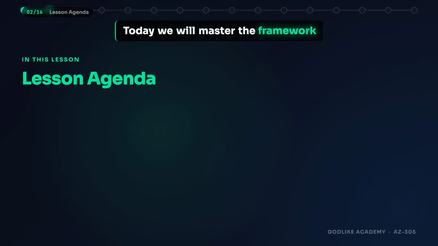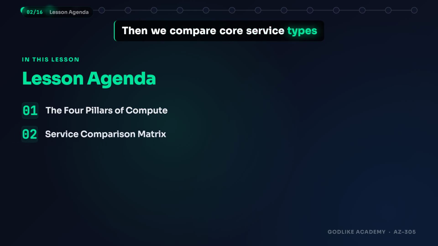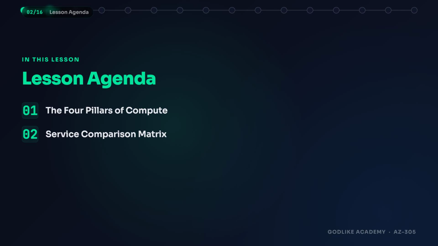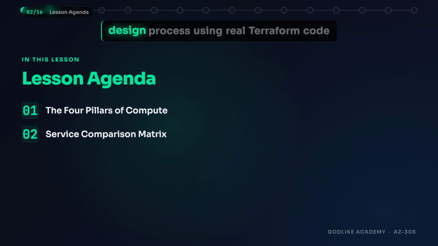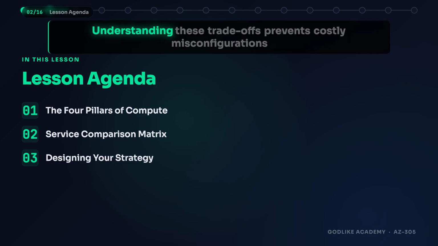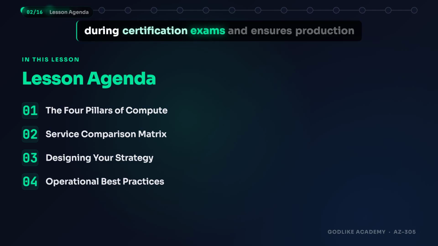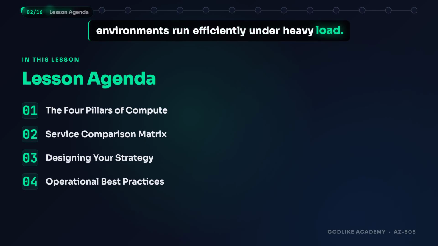Today, we will master the framework that guides every compute decision on the AZ-305 exam. We start by breaking down the 4 pillars you must evaluate for any workload. Then we compare core service types side by side to see where they excel. Next, we walk through a step-by-step design process using real Terraform code snippets. Finally, we cover operational best practices and common pitfalls that trip up candidates. Understanding these trade-offs prevents costly misconfigurations during certification exams and ensures production environments run efficiently under heavy load.